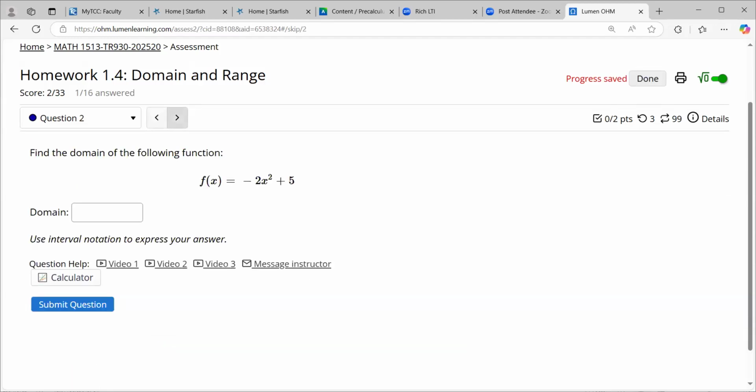Next problem. So this time the function is given as an equation, right? F of x again is y. Y equals, the right side is an expression in x: negative 2x squared plus 5. What's the domain?